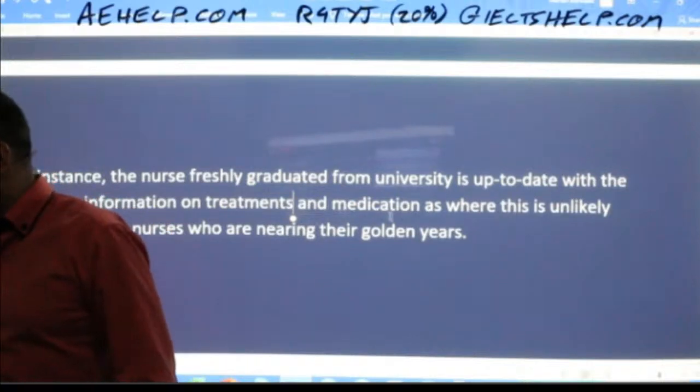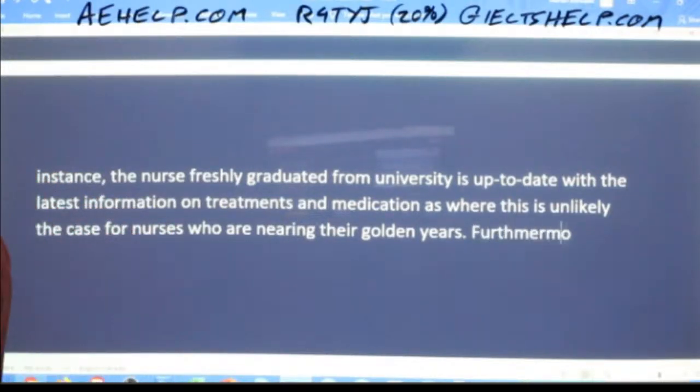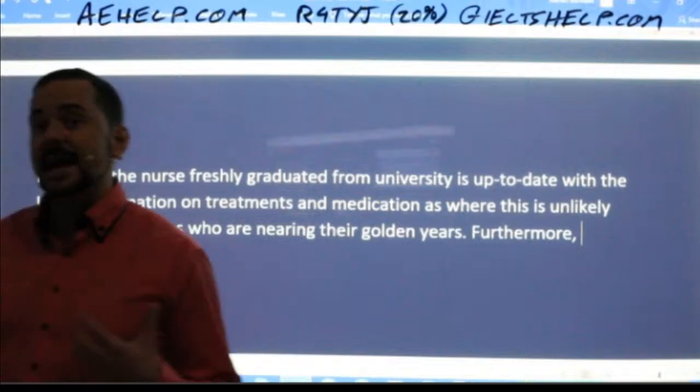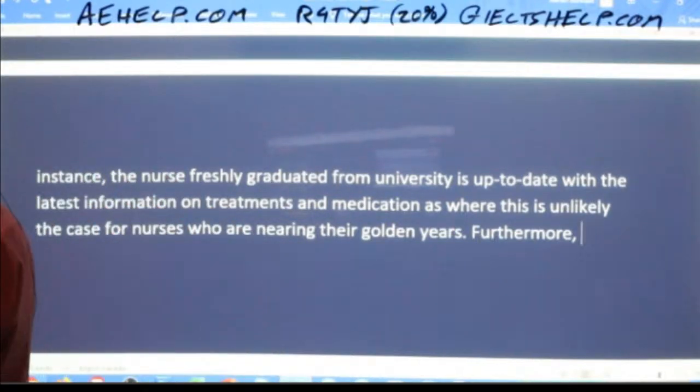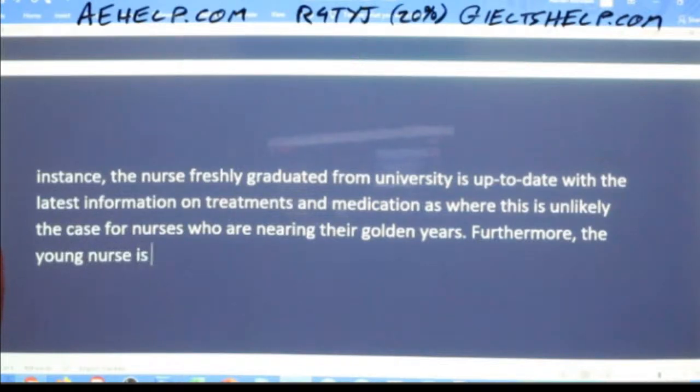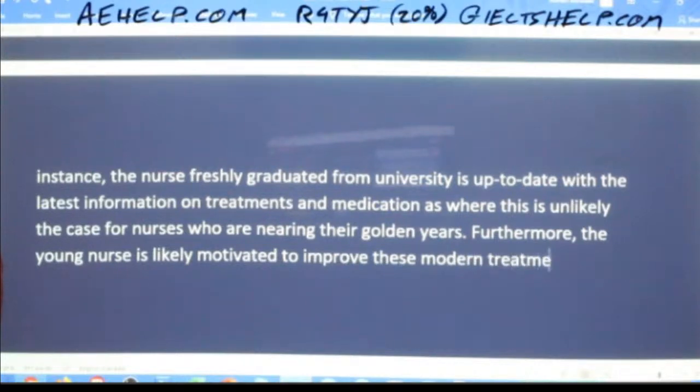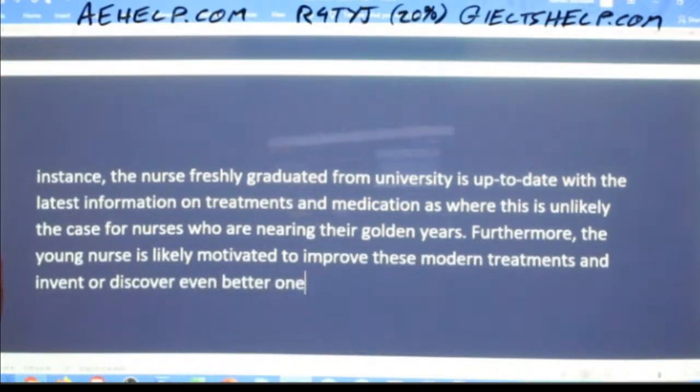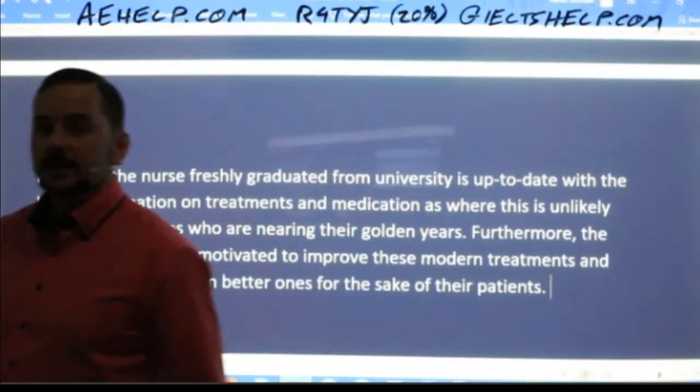Furthermore, if I have some time and I can add a little bit more, I might write something like, furthermore, the young nurse is likely motivated to improve these modern treatments and invent or discover even better ones for the sake of their patients. Okay? Which is often very true, right?